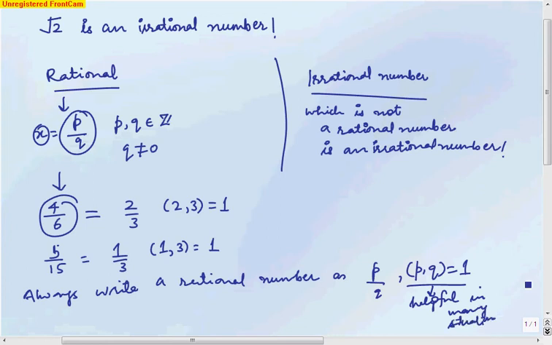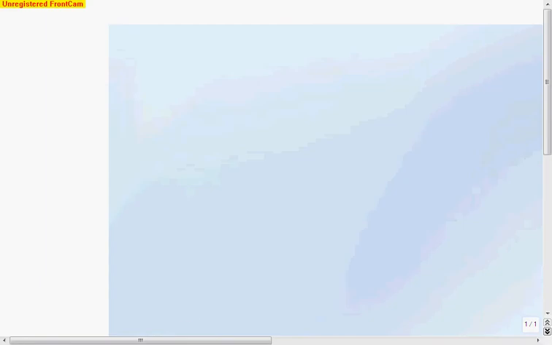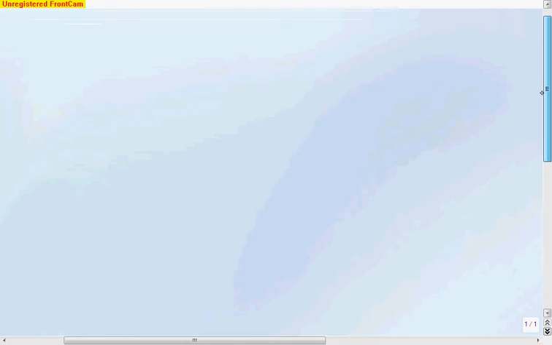So now we are going to prove that root 2 is an irrational number. One beautiful thing in mathematics is you can prove things by contradiction. That is, for that you will assume the thing which is contradictory to the thing which you need to prove. For example, here I need to prove that root 2 is an irrational number. What I will assume is that root 2 is a rational number. So the assumption is, suppose root 2 is a rational number, right?